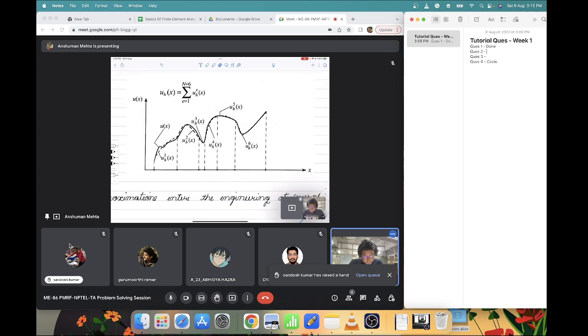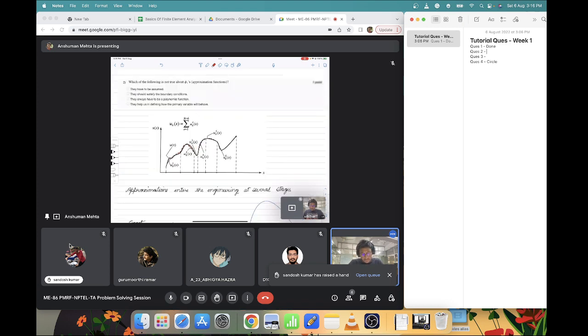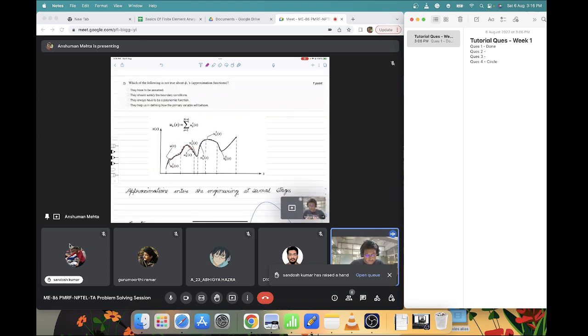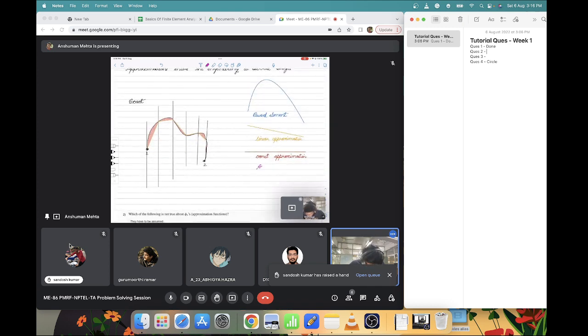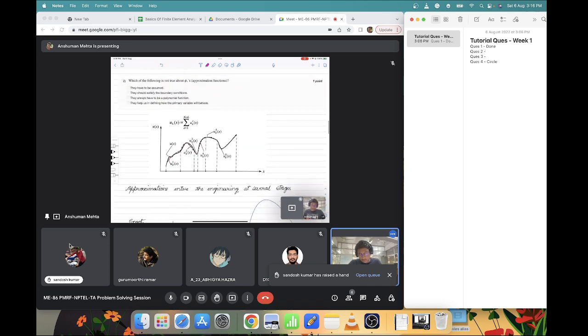Here also you can see that these are the errors, and we try to minimize them. Our first statement is that they have to be assumed. We are assuming them; this is our choice, our assumption. So this is true. Next is that they should satisfy the boundary conditions. Boundary conditions are always input in the system. The boundary conditions are the places where the approximate solution is equal to the exact solution. So that is also true.